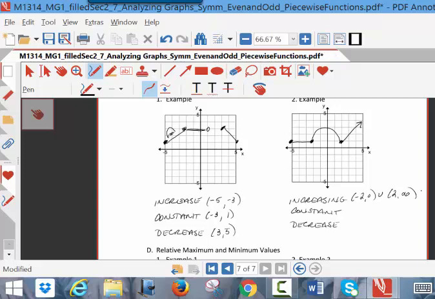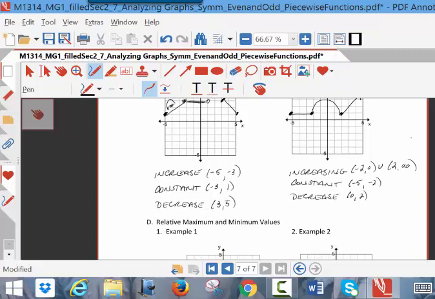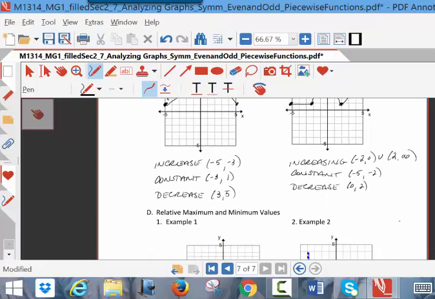Okay, so there's 2 locations where it's increasing. There's one place where it's constant. Where is it constant? X values of what? -5 to -2. And where is it decreasing? 0 to 2. Okay? Those are your intervals of increasing, decreasing, and constant. So I told you it's really pretty easy, and it is. Always open intervals, meaning always parentheses in these intervals.